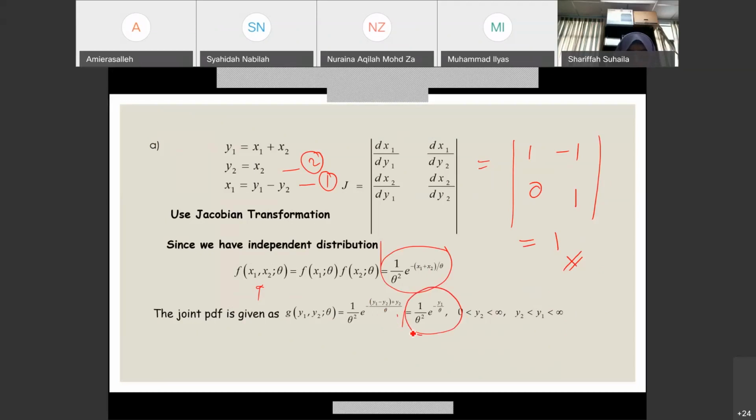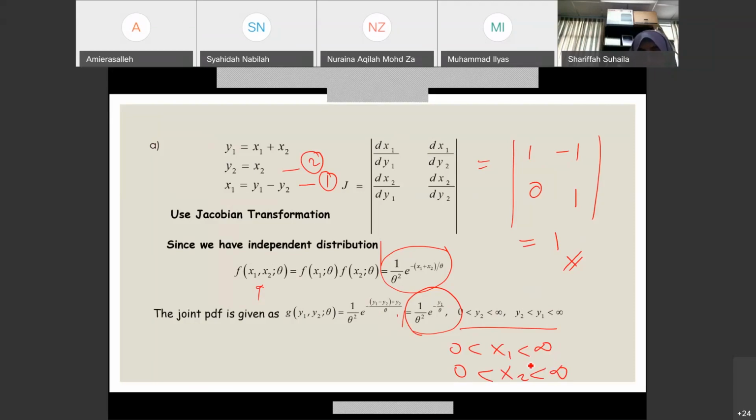So this is your joint PDF. Okay, for Y1, Y2, which is 1 over theta square exponential negative Y1 over theta. Okay. So and then you write lah what is your range dia. Okay, because kita punya nilai, okay, kita punya X tadi, range dia adalah 0 less than X1 less than infinity. Okay, kalau X2, 0 less than X2 less than infinity. Sebab dia individual tadi. Okay.